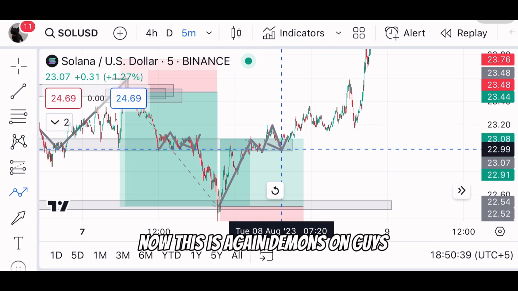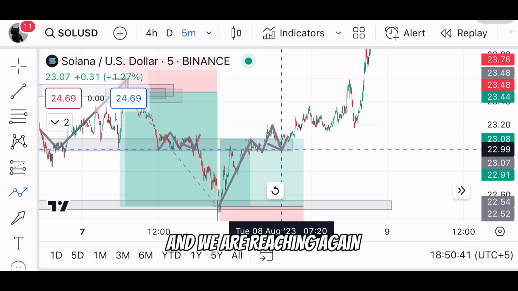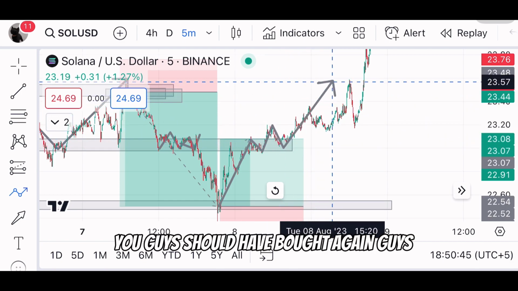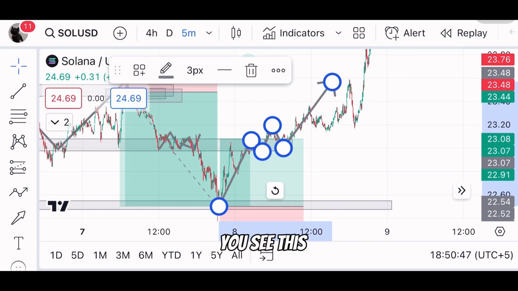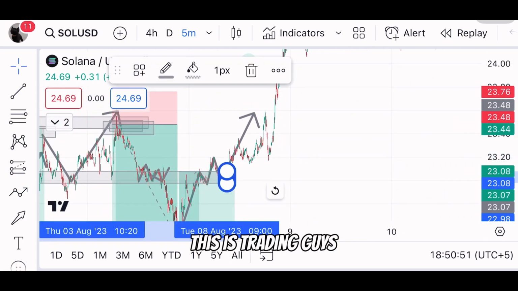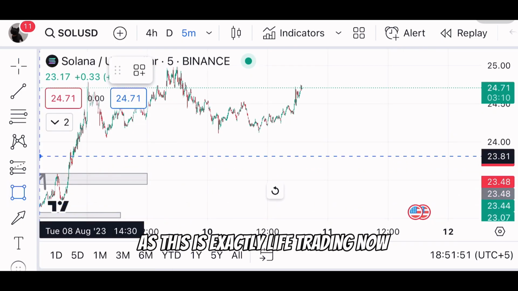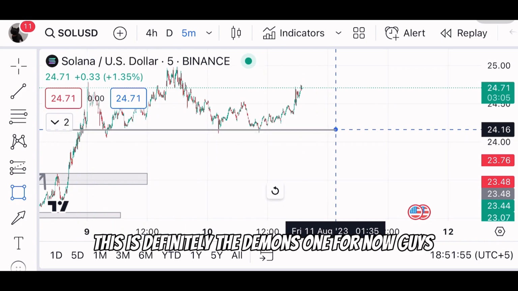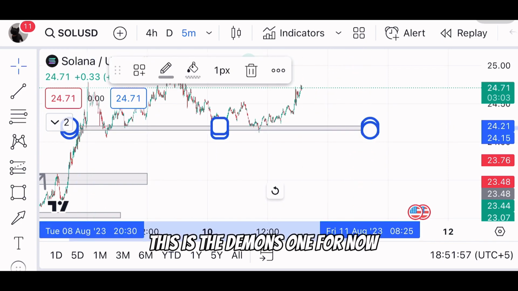Now this is again a demand zone, guys, and we are reaching our demand zone again. You should have bought again, guys, and then again the price is pumping. You see this? This is not magic, guys. This is trading, guys. This is exactly live trading now. And if you look at this price action, this is definitely the demand zone for now, guys.